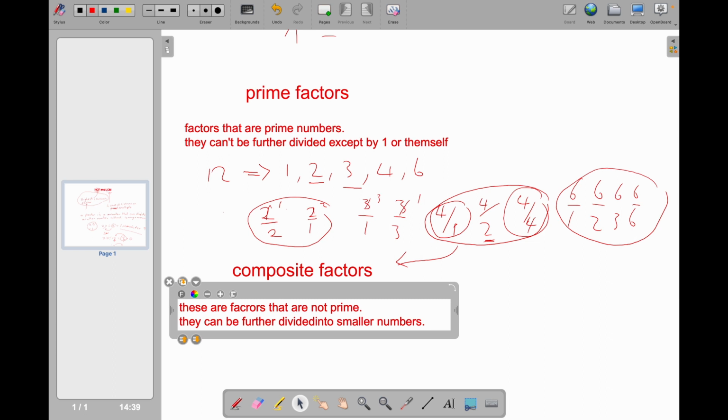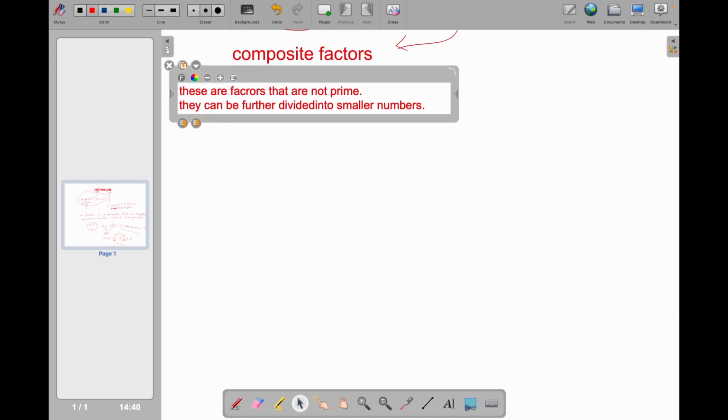If we talk about numbers that can divide a certain number without leaving a remainder, we can break factors into prime factors and composite factors. Prime factors being those numbers that cannot be divided by any other number except 1 and itself, and composite factors being those numbers that can be divided and become smaller and smaller. Those are composite factors. So with that, let's move on to another one.